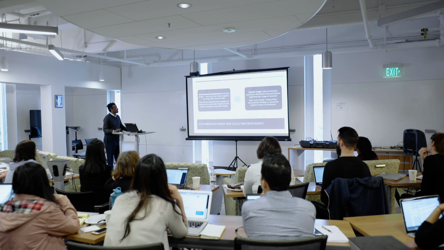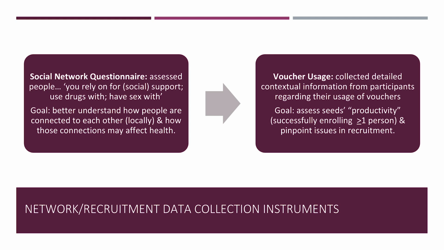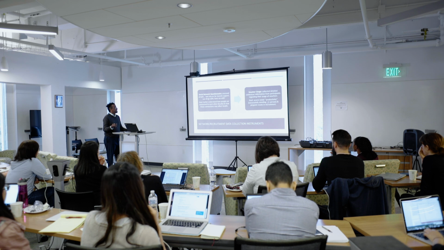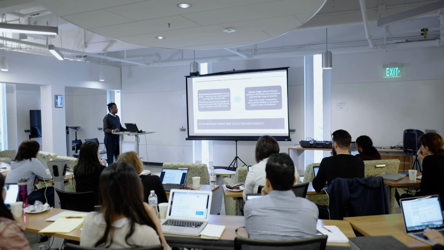Okay, so I'm going to speed through some of this because a lot of these things are just instrumentation and items that you're probably very familiar with. But the social network questionnaire was really focused on, again, social support. Who do you rely on for support? Who do you trust? Who might you go to for money? And then who do you use drugs with? Who do you have sex with?